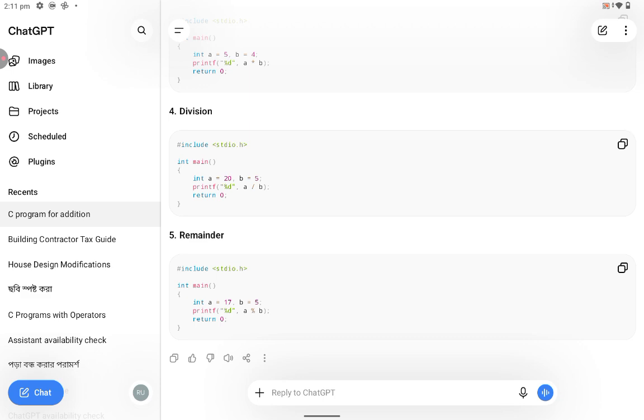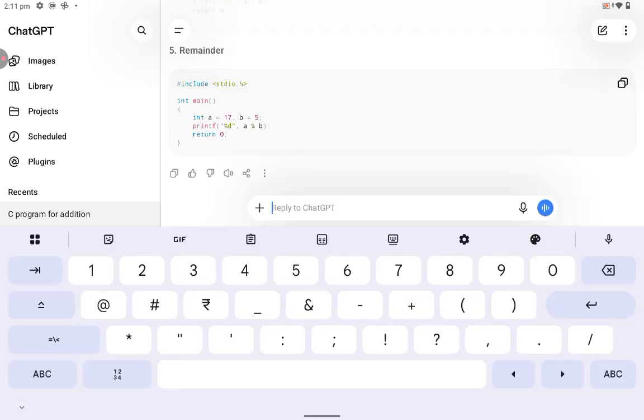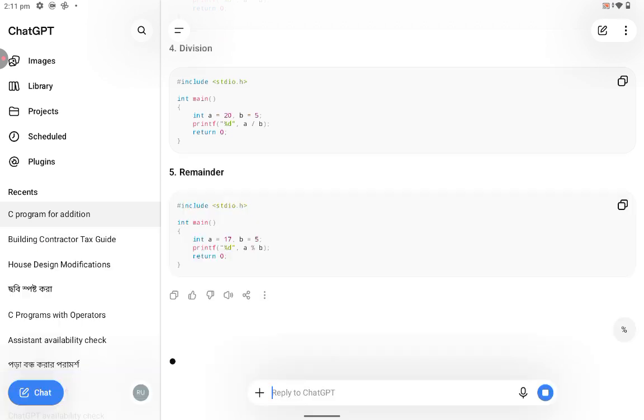Suppose 11 divided by 2, the remainder is 1, so that 1 will be calculated. How? Instead of placing a division operator in between two operands a and b, we are placing the modulus operator. Here we are actually using the modulus operator.